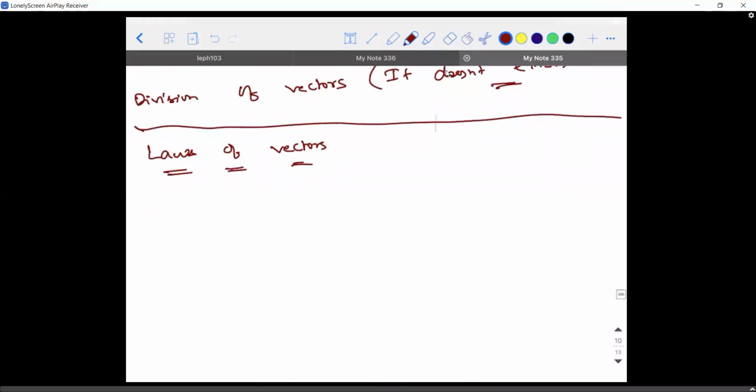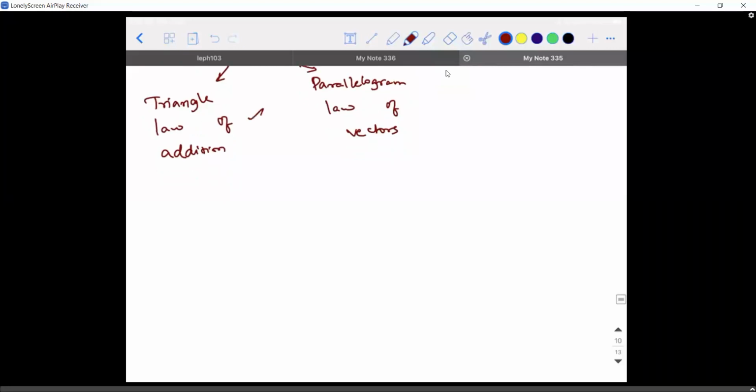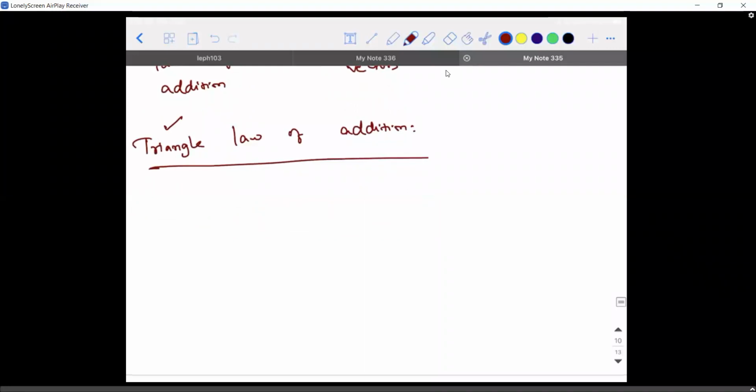So under the laws of vectors, there are two important laws that we are going to discuss. One is called the triangle law of addition and the other is the parallelogram law of vectors. First we are going to start with the triangle law of addition. In simple terms, as the name suggests, it is addition of vectors only, but there is a reason why we call it triangle, because the vectors all put together will take the shape of a triangle. Let me explain what it means.